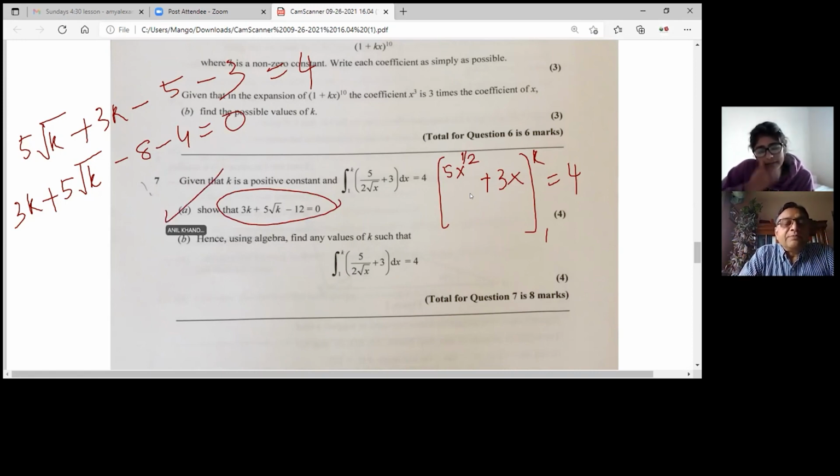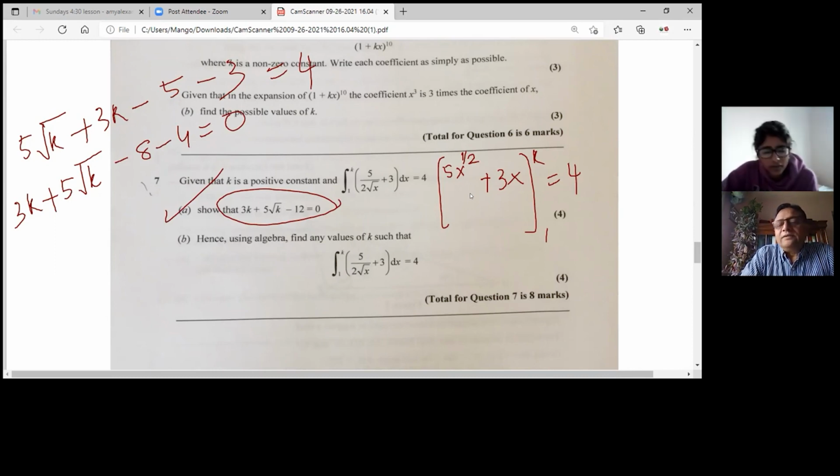Now it says, hence, using algebra, find any value of k such that this is equal to 4. So you have to solve for it now. You have to solve this equation. It's a quadratic equation, correct?